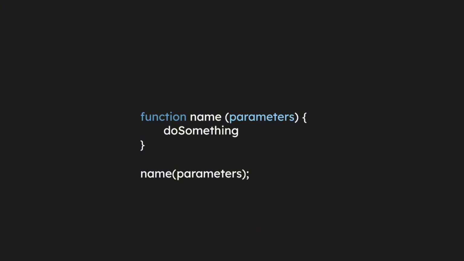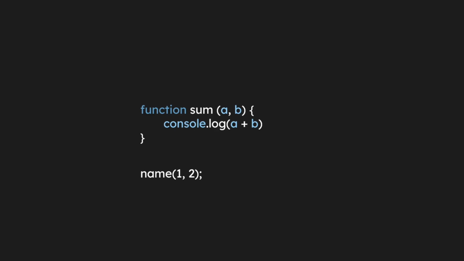For example, here's a simple function that adds two numbers together and prints the result. Notice that it has two parameters, a and b. When we call the function, we provide actual numbers as inputs. In this case, we pass in 1 and 2, so it prints the sum of those numbers.